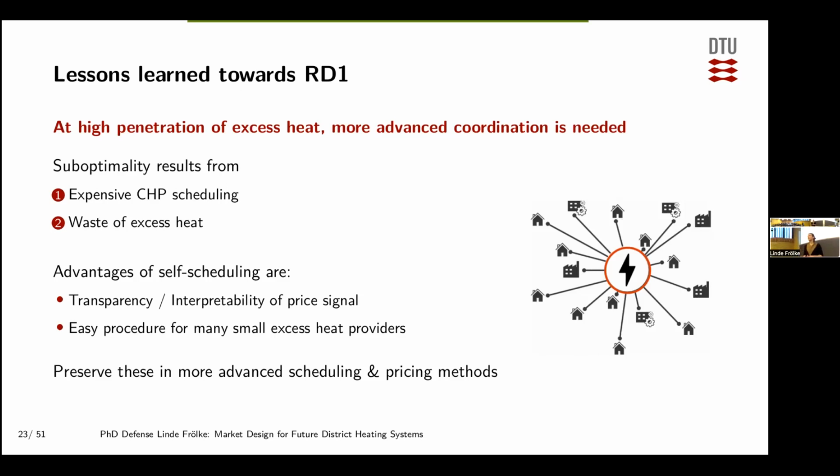The advantages of this self-scheduling method are that the price signal that's used is very transparent and also interpretable. And also, as said, that the procedure may be easier for many small excess heat providers. So we would advise to try to preserve those properties in more advanced scheduling and pricing methods.